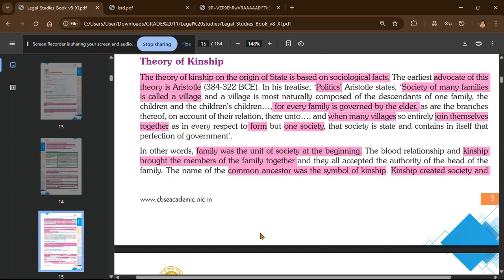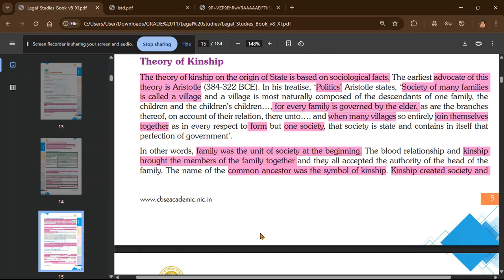So, family was the unit of society at the beginning. Many families used to form a society. Then we see blood relation and kinship brought members of the family together, and all of those members of the family accepted the authority of the head of the family. They accepted that okay, he or she is the eldest, and whatever he or she says will be followed as a custom or norm of the family.